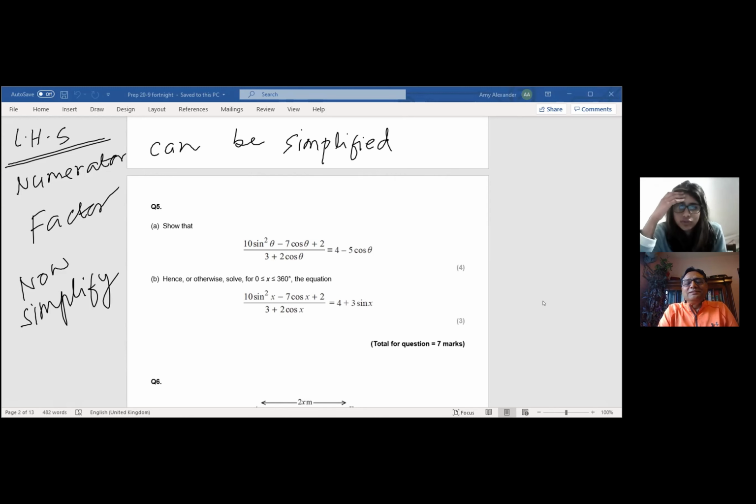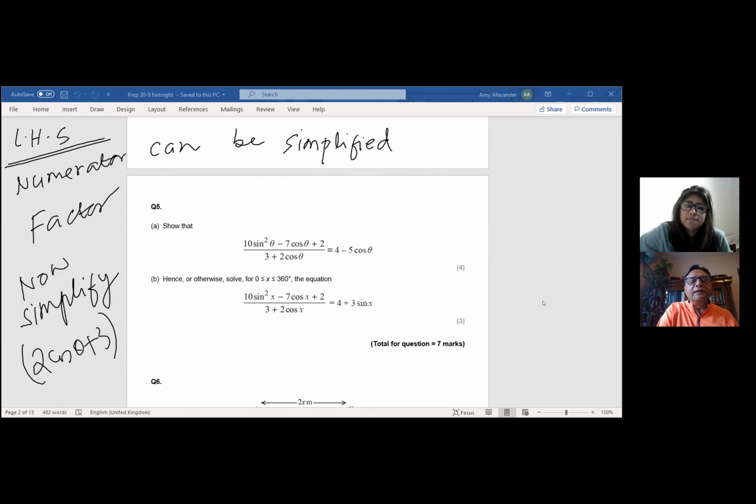2 cos theta plus 3. It just has to be that denominator, right? No, one factor got cancelled. So that one did you write? Yeah, that was that one. 3 plus 2 cos theta. The 3 plus 2 cos theta is okay.